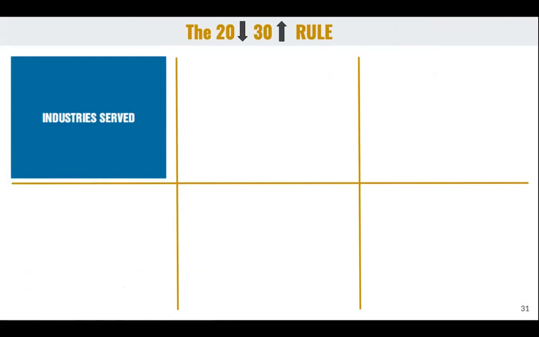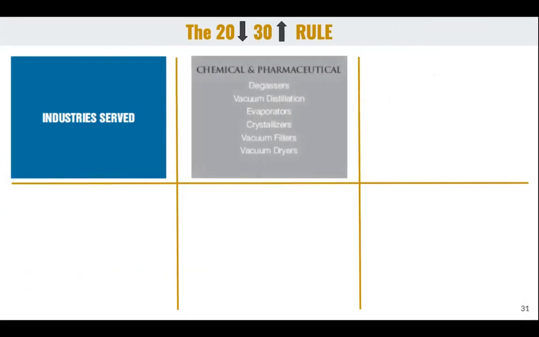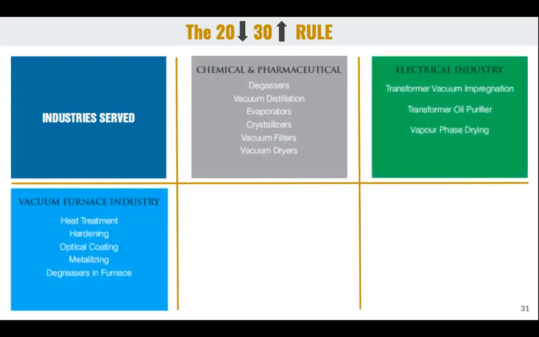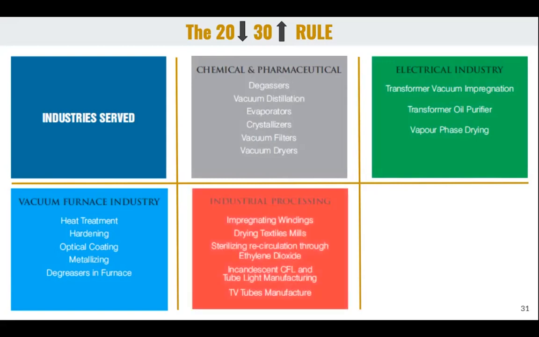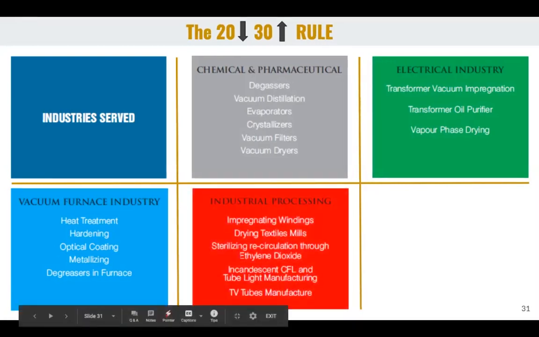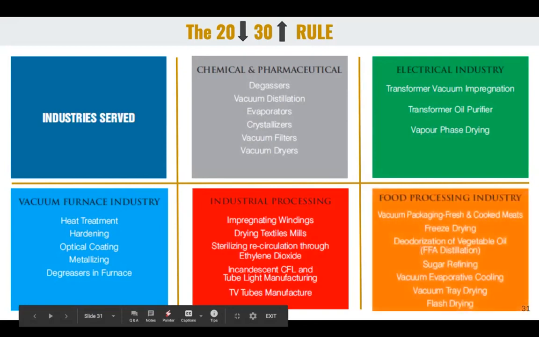Some industries where this rule of 20-30 applies: chemical and pharmaceuticals, electrical industry, vacuum furnace industry, industrial processing, all heads under industrial processing, and food processing industries.